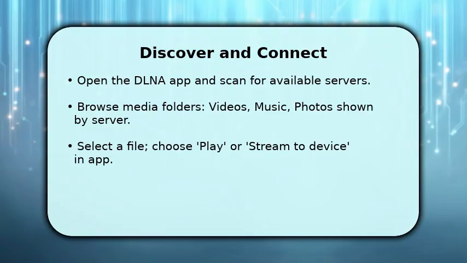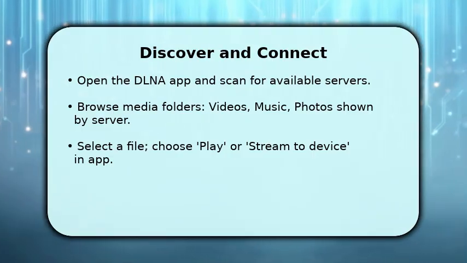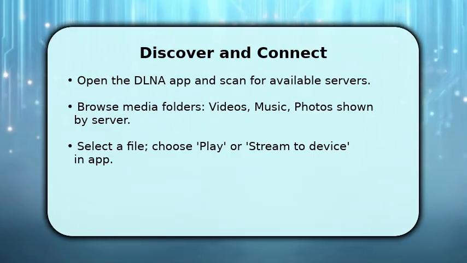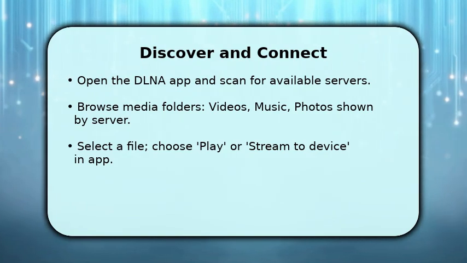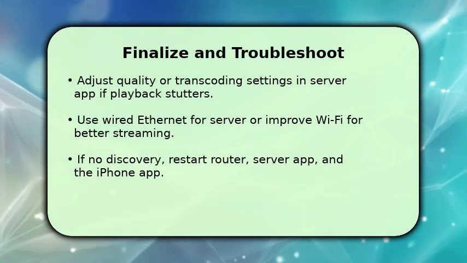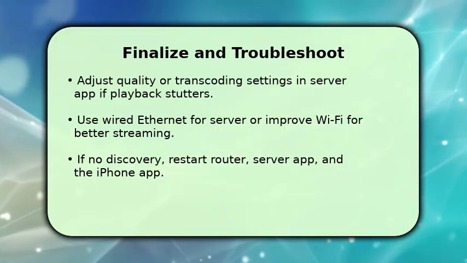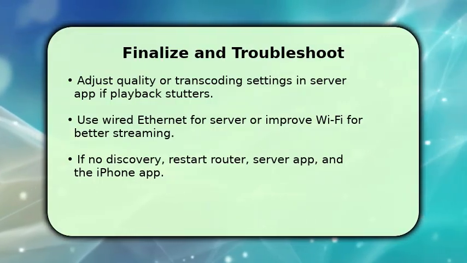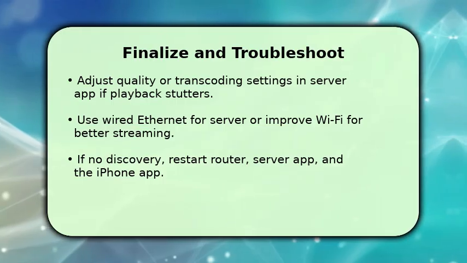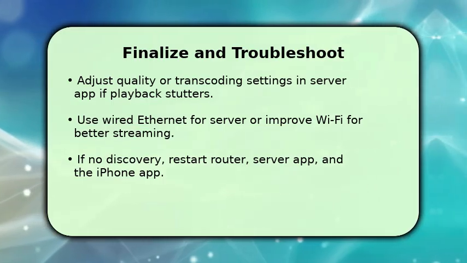If you want to cast to another renderer, pick the app's option to stream to a network device and choose the target renderer. Finalize by checking playback settings. If video buffers, enable server transcoding or lower bitrate so the iPhone app can keep up. Once playing, you can control resume, subtitles, and audio tracks from the client.